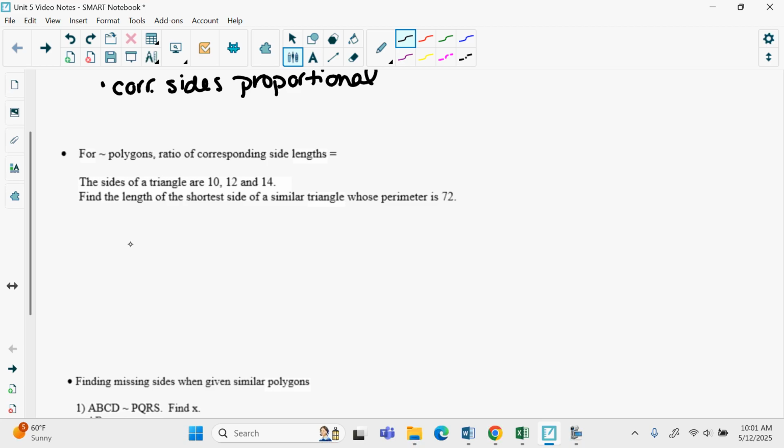So here's an example problem. I've got a triangle, and its sides are length 10, 12, and 14. Now I want a similar triangle whose perimeter is 72. Interestingly here, they didn't tell me any of the individual sides of this other, larger triangle. They only told me the perimeter.